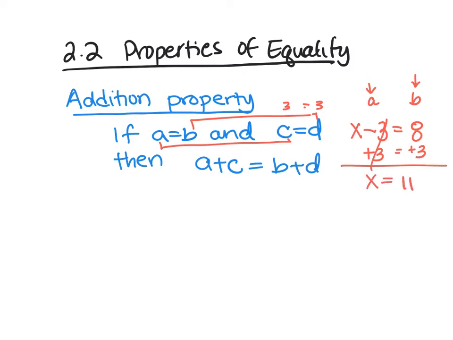So you're actually doing this every single time that you are solving an equation. You're taking something that you start with and you're adding the same thing to both sides. So that's just the addition property of equality. And the rest follow very similarly. So we have the subtraction property of equality.